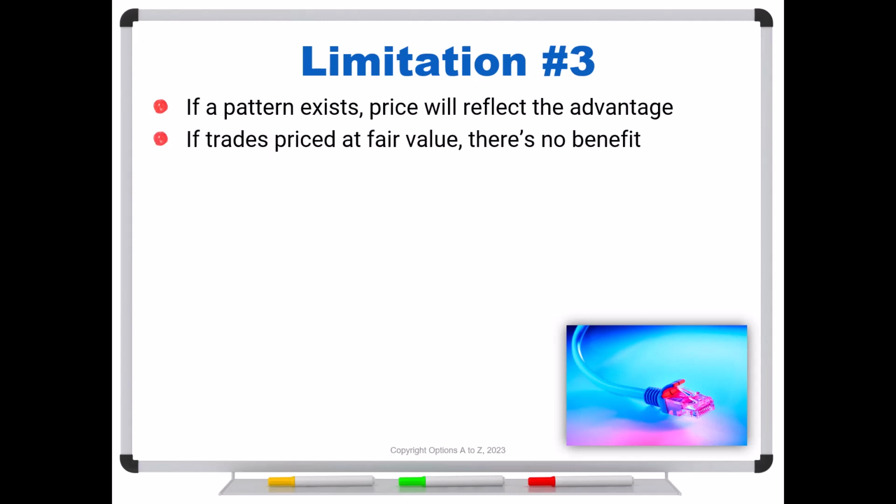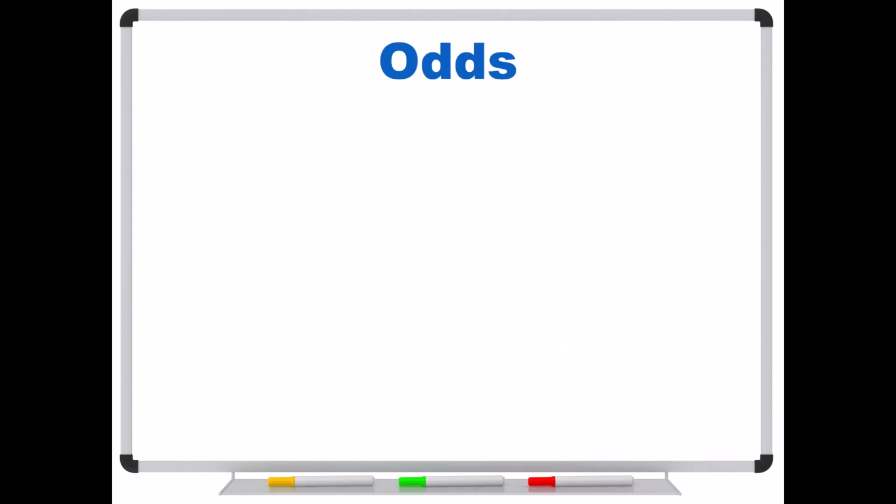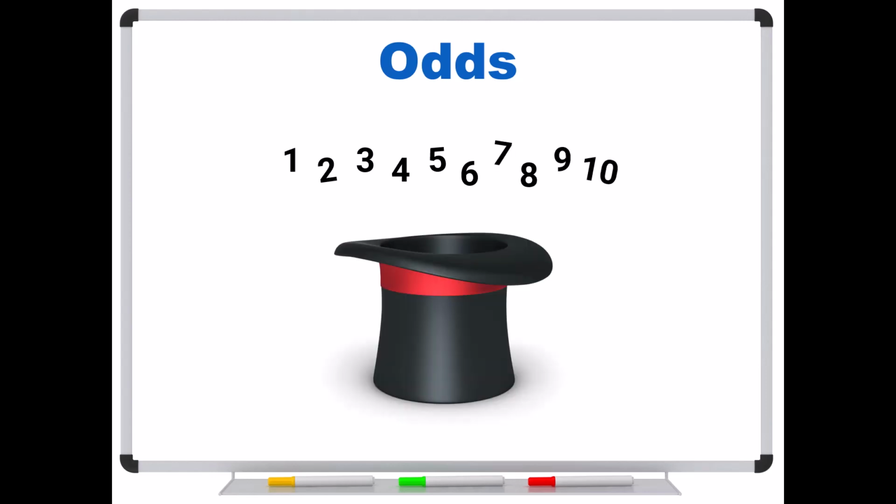And so if trades are priced at fair value, well, now there's no benefit. It doesn't matter if there really is some type of an association. So in other words, the profit motive eliminates predictability. So we've talked about this before. I've used this example. Let's say that we throw 10 numbers into a hat, and we're going to draw them out, and you're going to win if you pick the numbers 1 through 8. All right, well, you've got an 80% chance of winning.